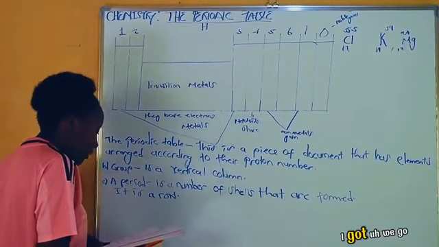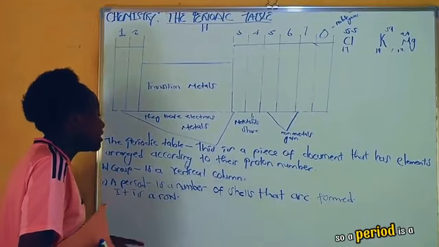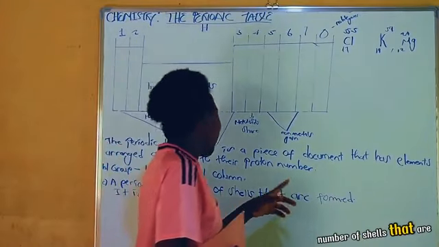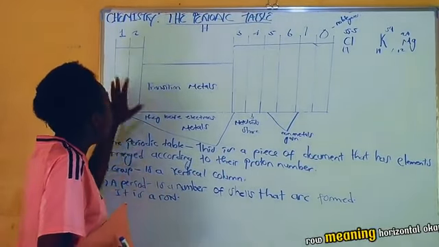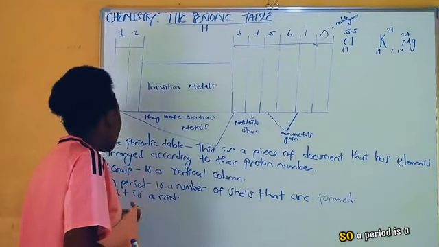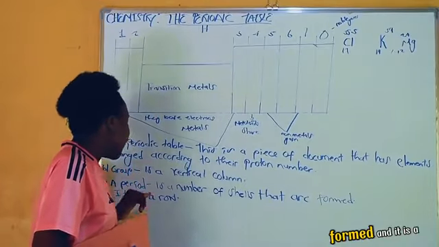We got to a period. What is a period? A period is a number of shells that are formed, and it is in a row form. It is a row, meaning horizontal.